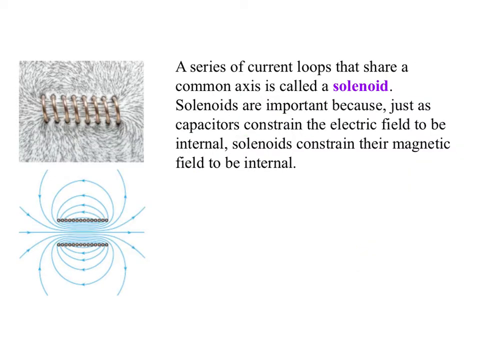All right, a series of current loops that share a common axis, as illustrated over here. So this is something that's sort of loop, loop, loop, loop, loop, loop stacked together, is a device called a solenoid. Solenoids are technologically important because just as capacitors constrain an electric field to be inside the capacitor, it will turn out that solenoids constrain their magnetic fields to be pretty close to internal to the solenoid. You can see here how much denser the field lines are inside the solenoid than outside. And so mostly the field is in here and very little strength of it outside.